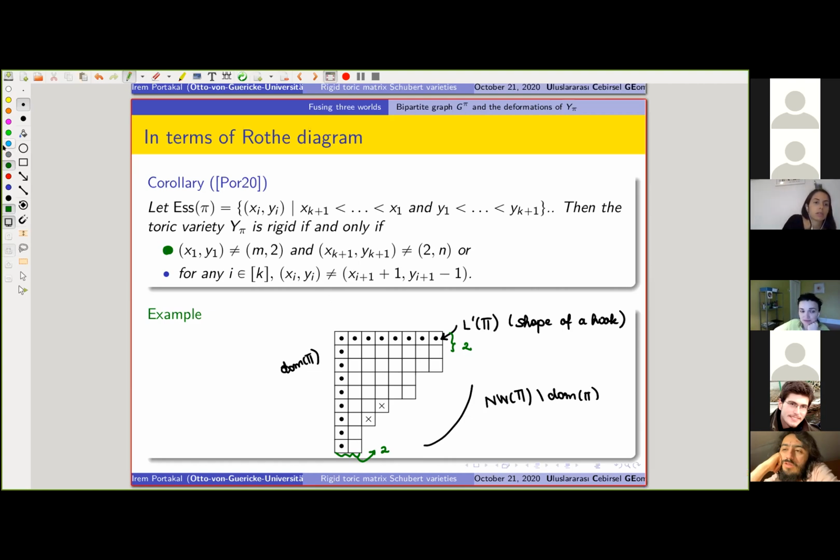And you can also look at other essential sets here. If you have adjacent essential sets here like this, like an adjacent step, if you will, then this is also not allowed for rigidity.